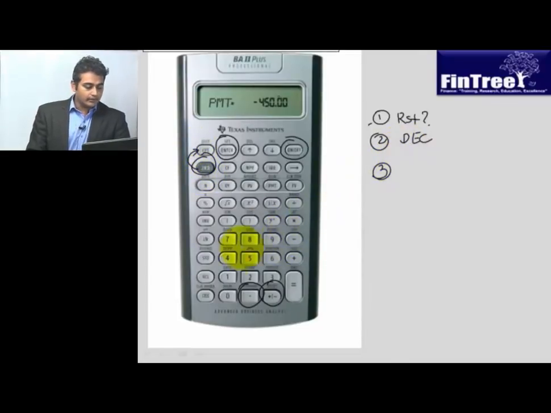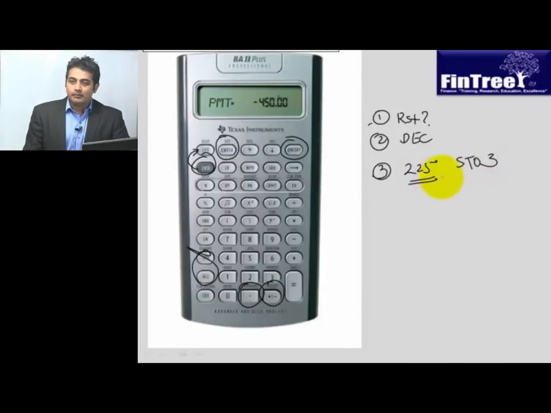Then we looked at certain important functions, which is how do you save your numbers in various memory slots. So in order to save any number, you would put that number, let us say 225, and if you want to store this in the third memory slot, you would say store third. If you want to check what was the number stored in the third memory slot, you would say recall third.